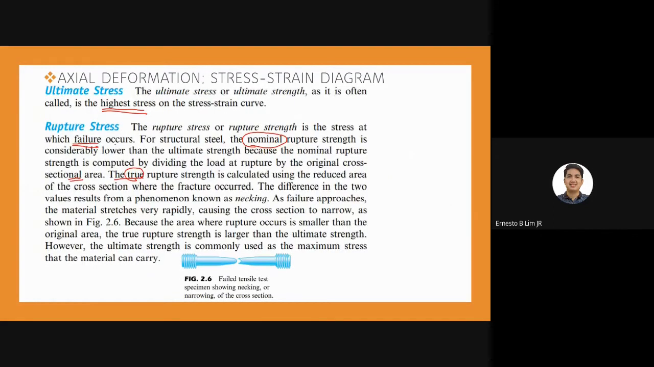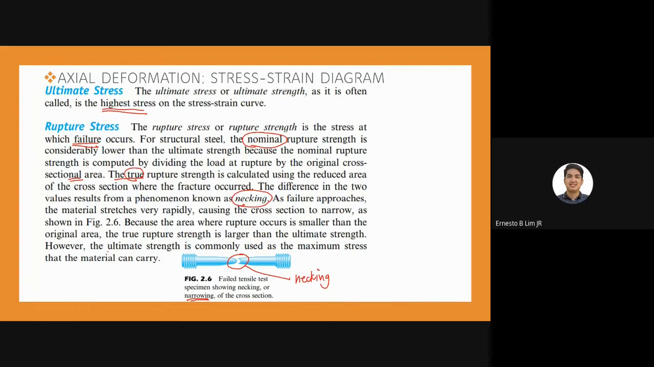The difference in the two values results from a phenomenon known as necking. So this is the necking. Okay, so necking is also referred to as the narrowing, wherein the cross-sectional area of the specimen is decreased due to the force pulled from the tension test. So as failure approaches, the material stretches very rapidly, causing the cross-section to narrow, as shown in this figure below. Because the area where rupture occurs is smaller than the original area, the true rupture strength is larger than the ultimate strength.